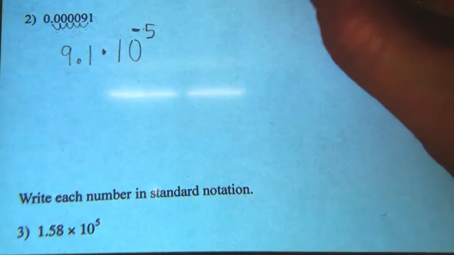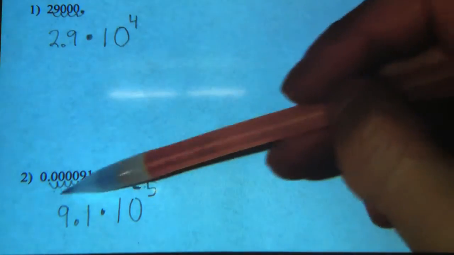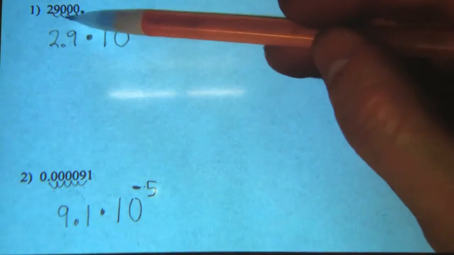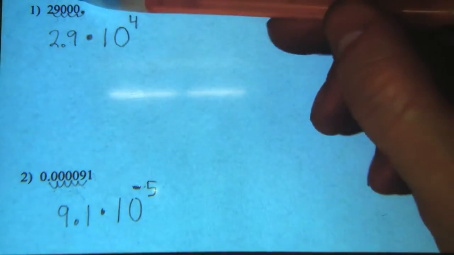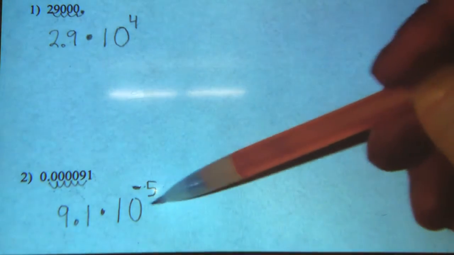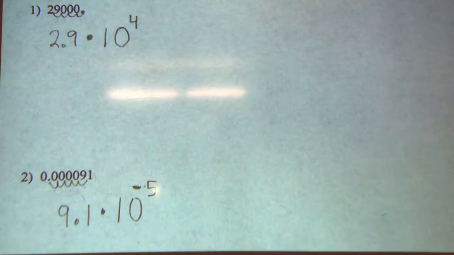So key things to remember when you're going from standard to scientific notation. You want to make sure that the first number is a value between 1 and 10, and then you're multiplying it by a power of 10, and this exponent will always be the number of times you had to move the decimal. So here 4 times, here 5 times. If this was a number of large value, like 29,000, this will be a positive exponent, and if you had a number with a very small value, you'll have a negative exponent. So it's really key to make sure you understand when to use positive and negative exponents in your scientific notation. So that was converting from standard form to scientific notation.